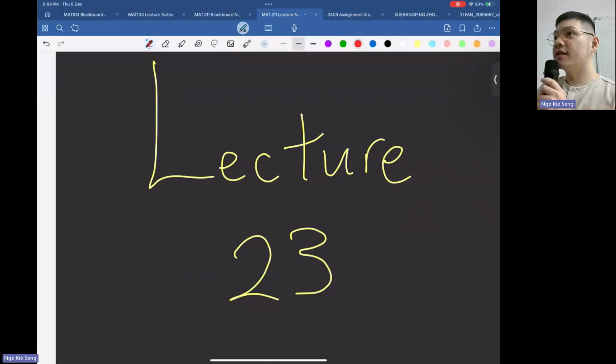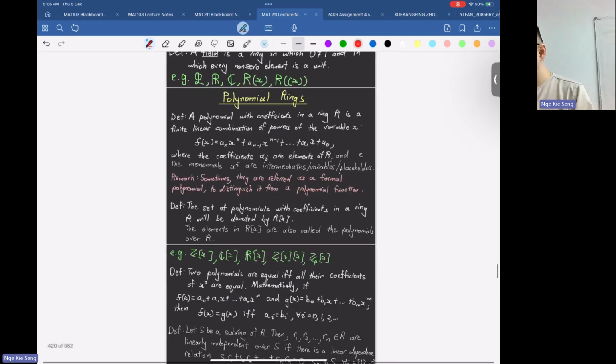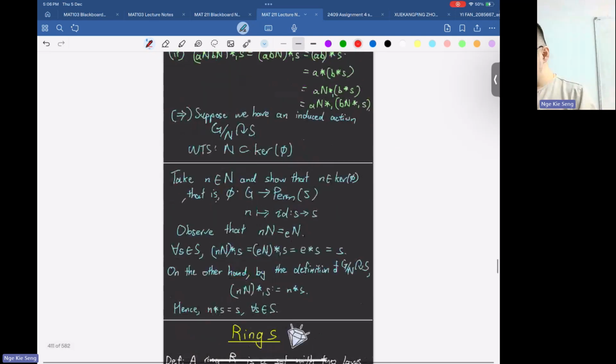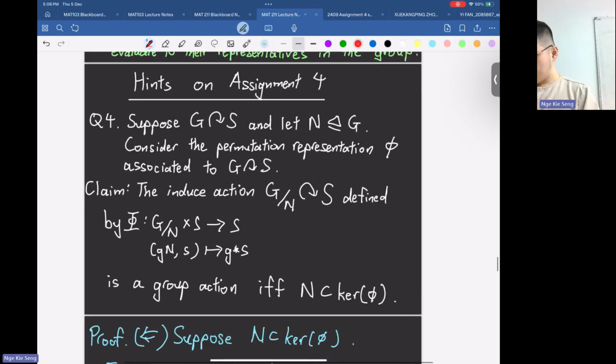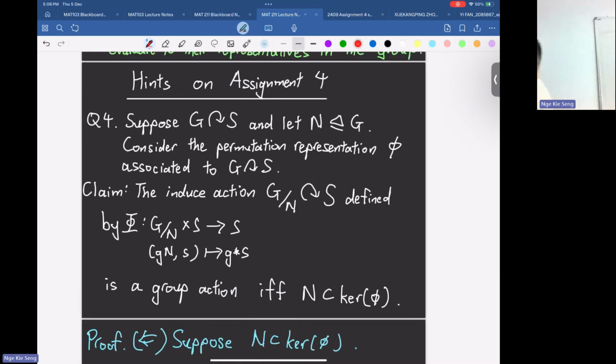Okay, a few things to update before we start our lectures. One thing that we argued last time for the hint, actually, I missed a very important thing here. In the assignment, you want to prove that this induced action is a faithful action if and only if N is equal to kernel of phi. But what I am proving here is actually that this is a group action if and only if N is a subset of kernel phi.